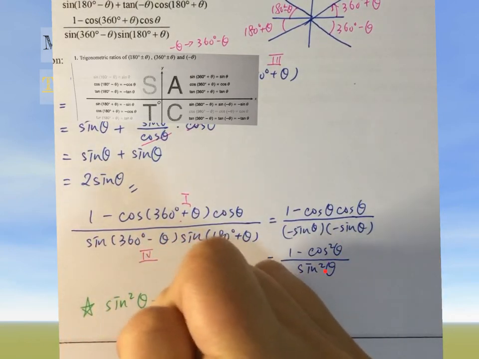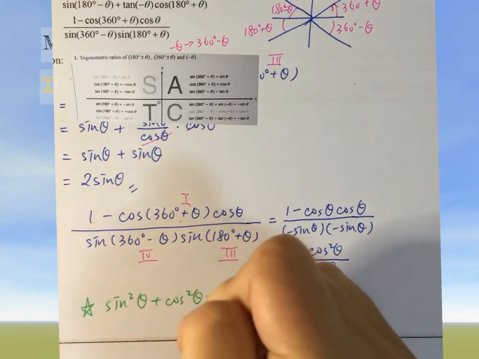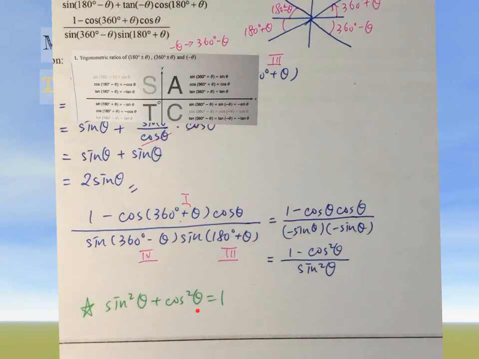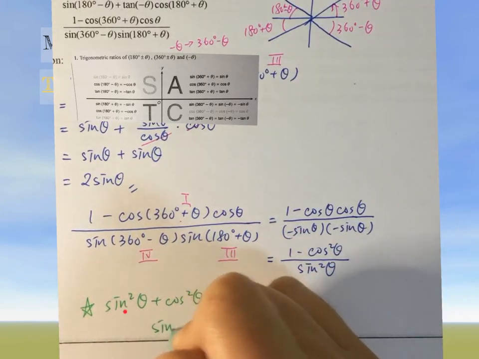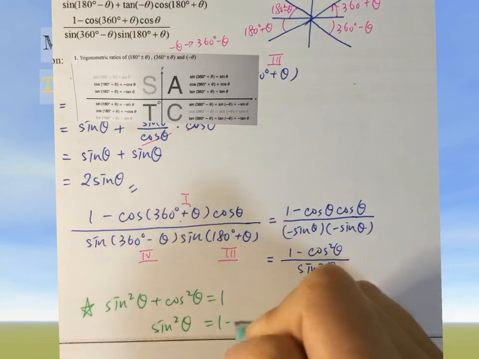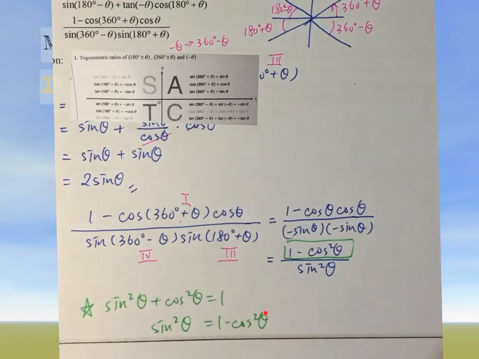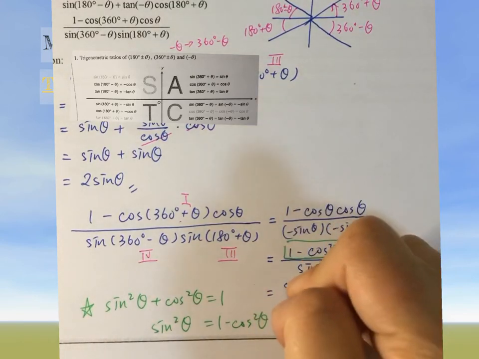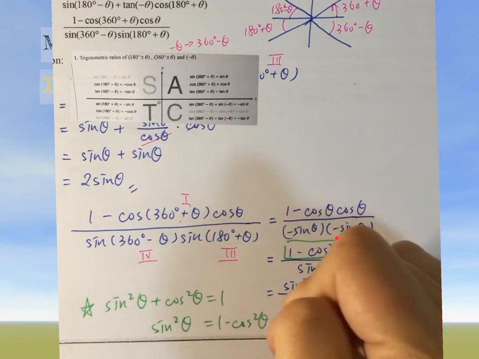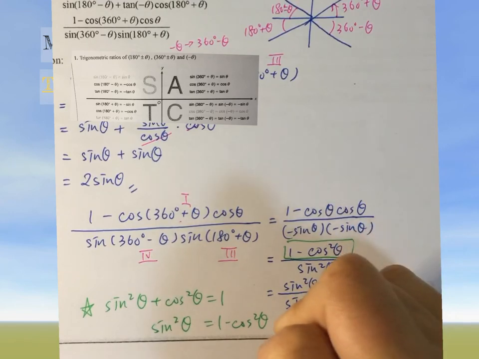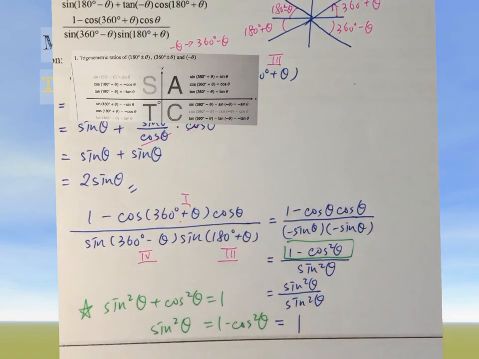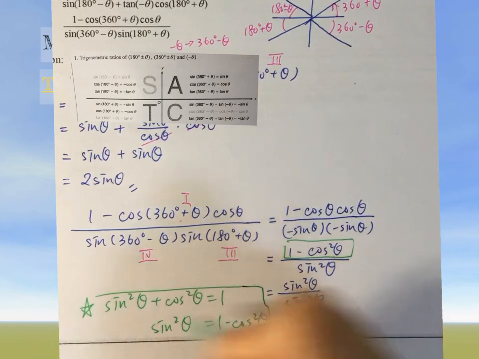So to do so, we need to use an identity to help to simplify. You have learned this in form 3, sine square theta plus cosine square theta equals 1. So move the cosine square theta to the right. So the green part will become sine square theta. Cancel it out, you get 1, and it is simplified.